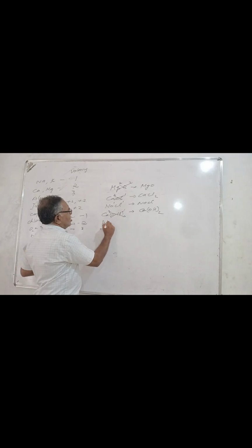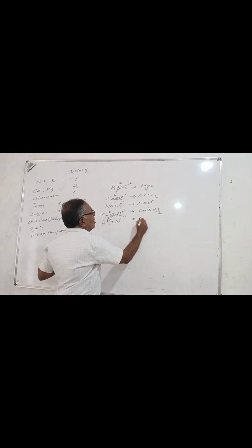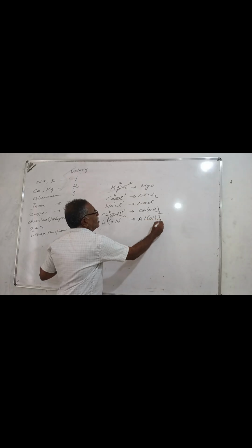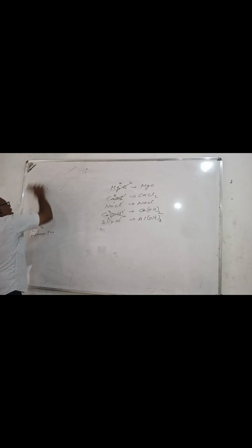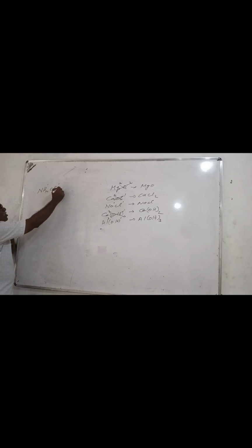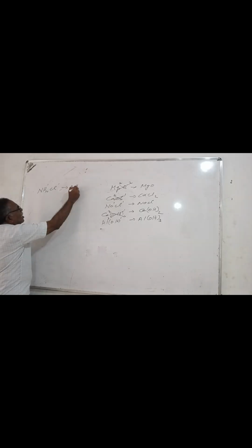Similarly, what about aluminium hydroxide? Aluminium's valency is 3, and the hydroxyl group's is 1. So the formula of aluminium hydroxide is Al(OH)3. This is the method of writing the formula of a compound. Ammonium chloride, NH4Cl. Here the valency of ammonium is 1, and chlorine's is also 1. So we write NH4Cl.